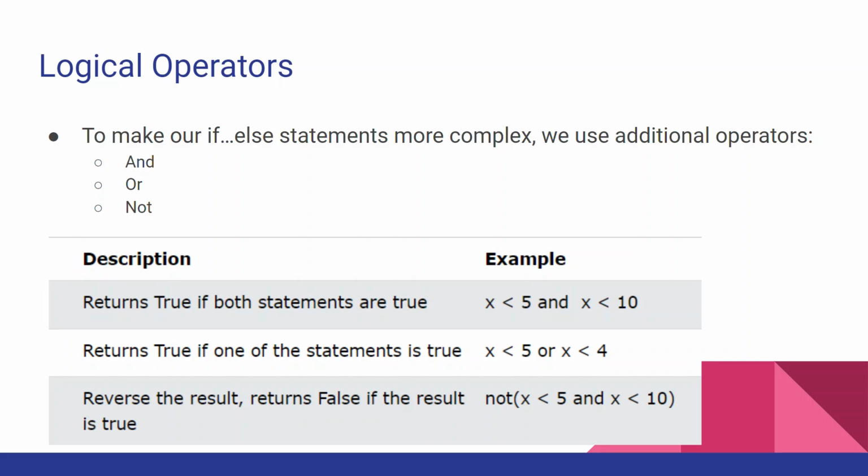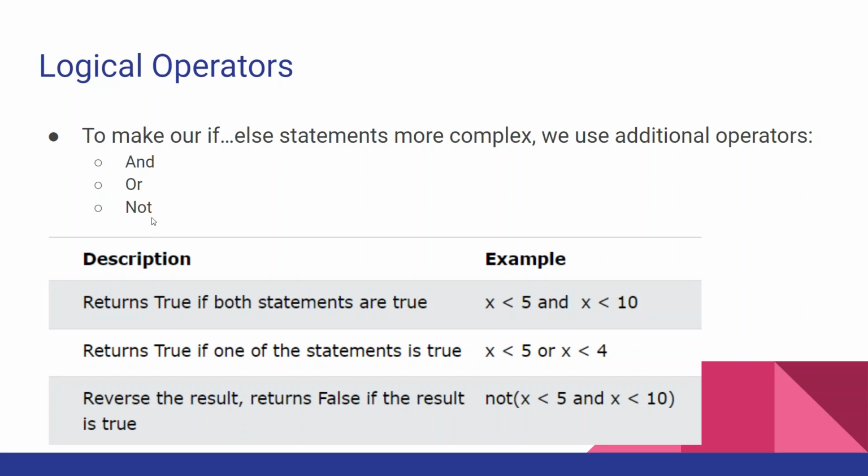So now we've gotten a basic sense of what if-else conditions are, right? Now imagine we want to check two conditions at the same time, such as x is less than 5, but it also has to be less than 10. This is where logical operators come in handy. They make if-else statements much more complex, and we can use additional operators such as and, or, and not.